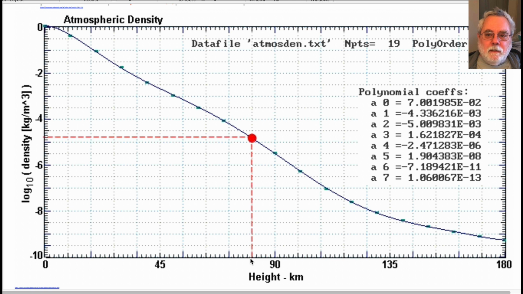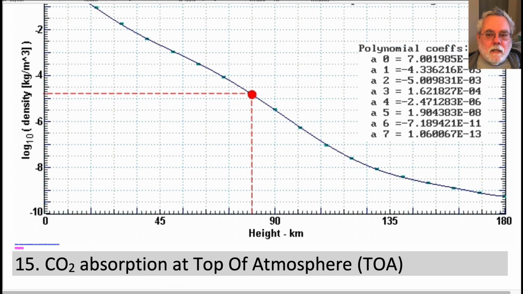Pressure and density are about 100,000 times lower at the 80-kilometer top of atmosphere than at sea level. And temperature is 190 to 200 Kelvin. Section 15, carbon dioxide absorption at the top of the atmosphere.